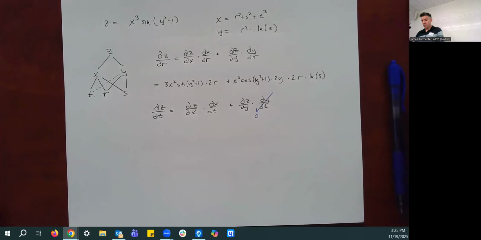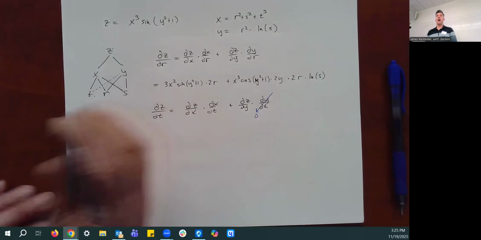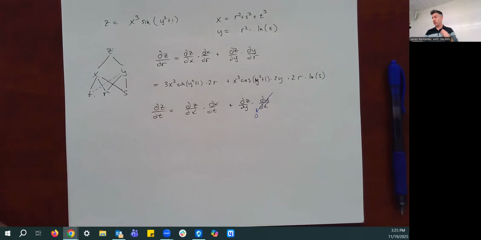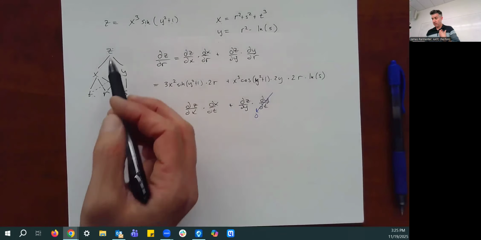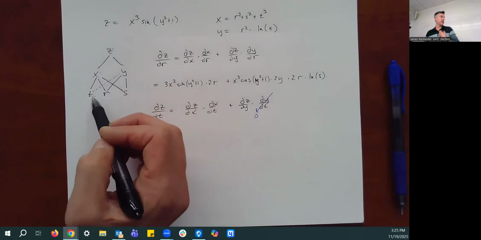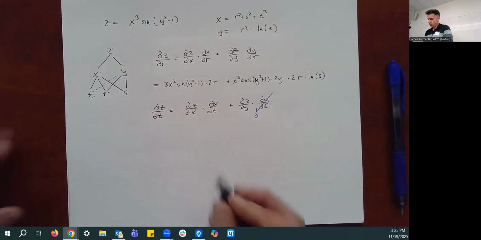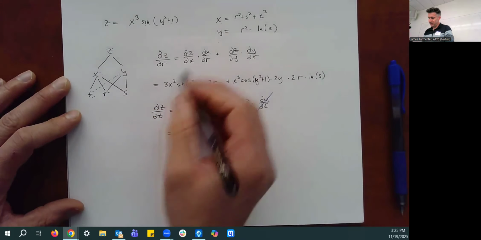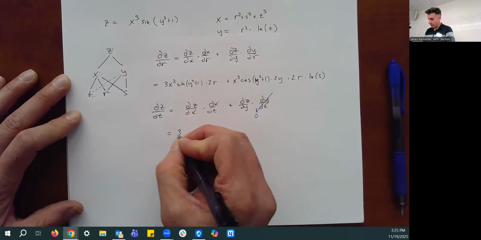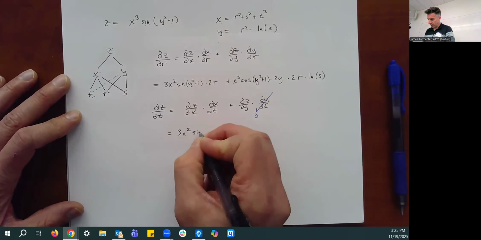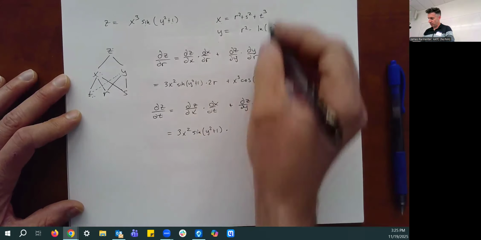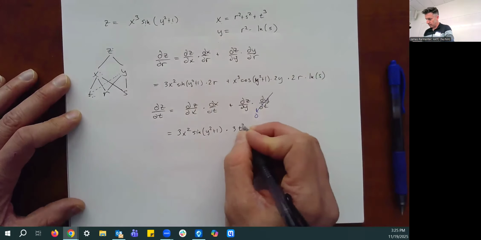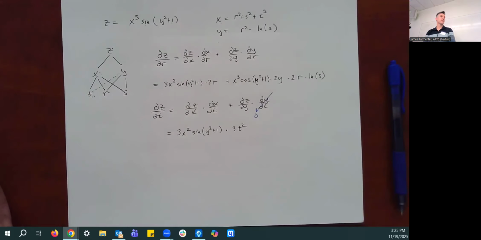So really, we shouldn't have gone that path. It's only the paths that get us from z to t, and for z to t there's only the one path, del z del x times del x del t. So we get del z del x, which is again 3x squared times sine of y squared plus 1, times del x del t, which is going to be 3t squared. Good question. Thank you. I like that.